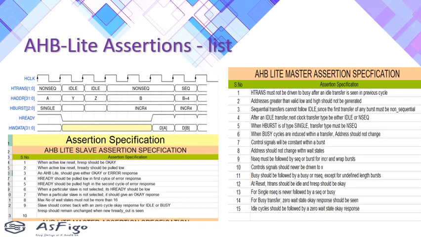Similarly, continuing for AHB Lite, we have come up with more than 25 assertions over there. Again, of course, it's a little bit more complex protocol, so you would expect more assertions for a protocol such as AHB Lite. Again, this list by itself is going to be available in the public domain on our GitHub.